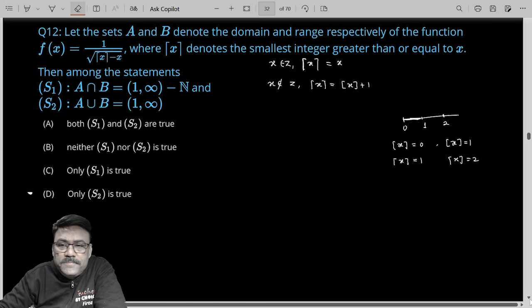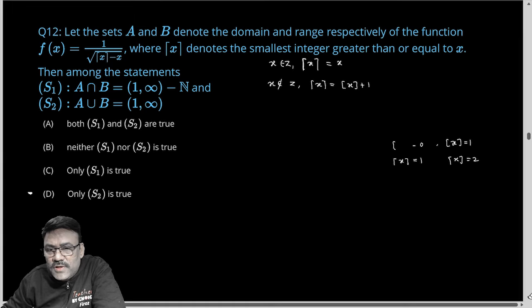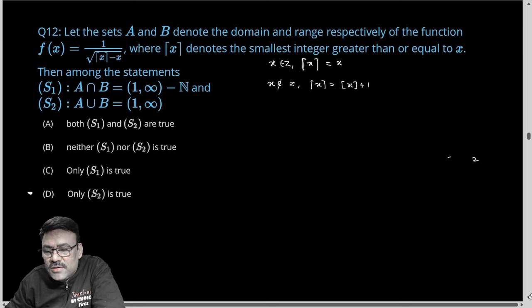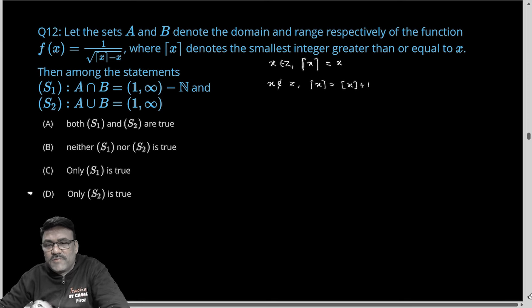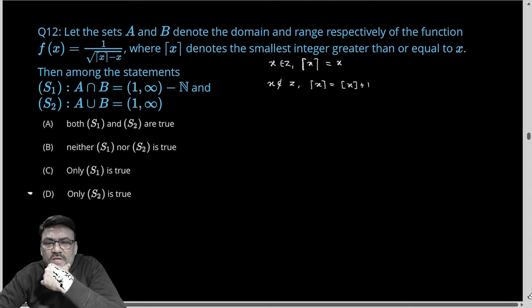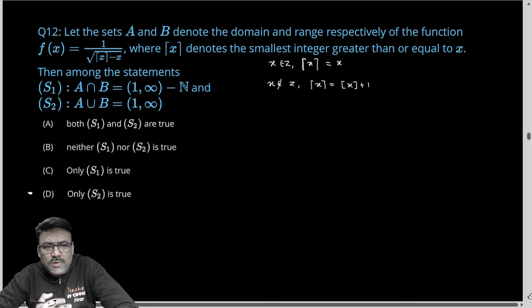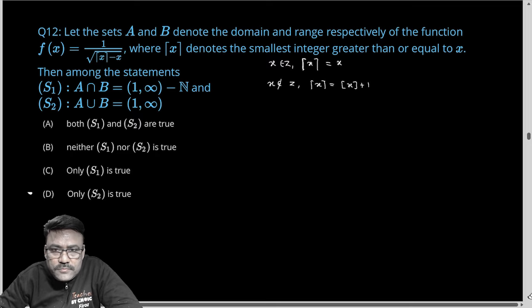So hence, when x is an integer, the smallest integer of x is the same as x. But when x is not an integer, the smallest integer of x will be the integral part of x, GIF, plus 1. Now you have to get the domain and range of this function. Domain is given as A, range is given as B. Then I have to check statement 1 and 2, A intersection B and A union B, which one is true here. So let's get the domain of the function first.